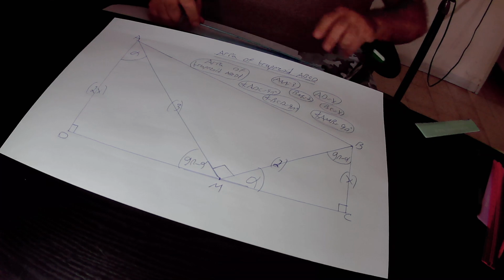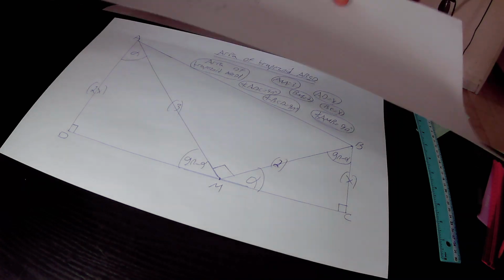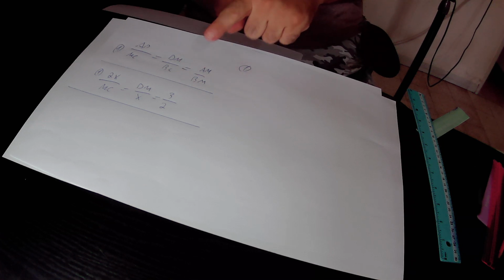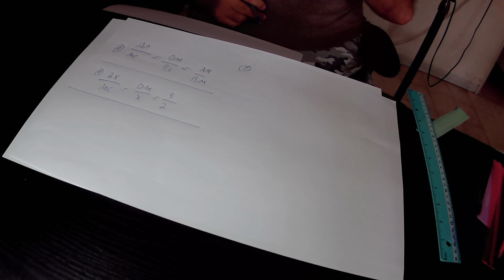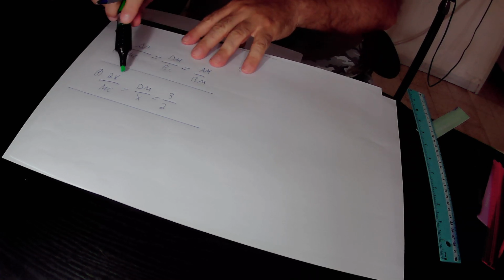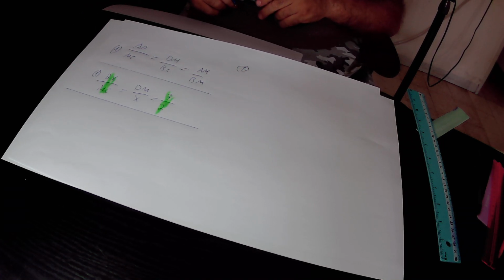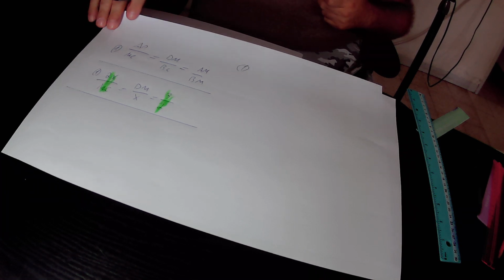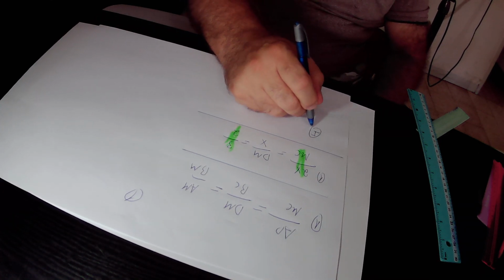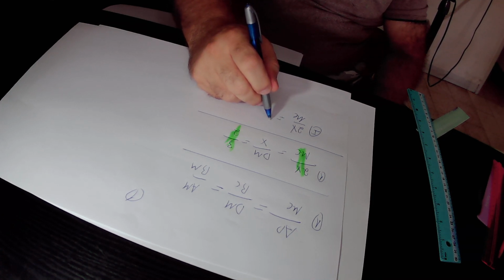So in total, we have found out that 2x over MC equals DM over x equals 3 over 2. Those two expressions are equal to each other, so we get equation 1 from them. That is to say, according to equation 1, we get that 2x over MC equals 3 halves.